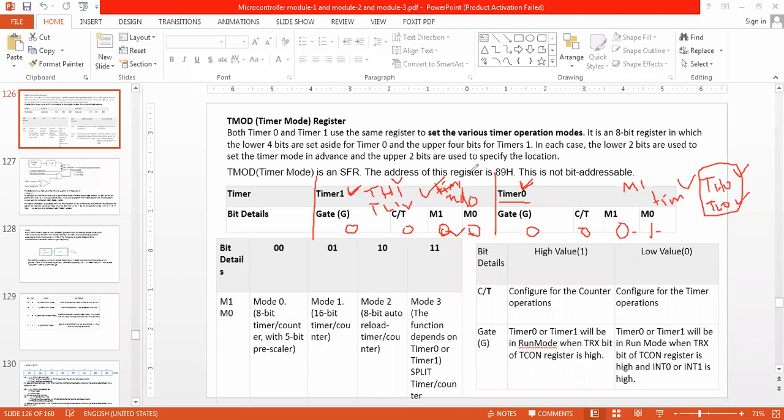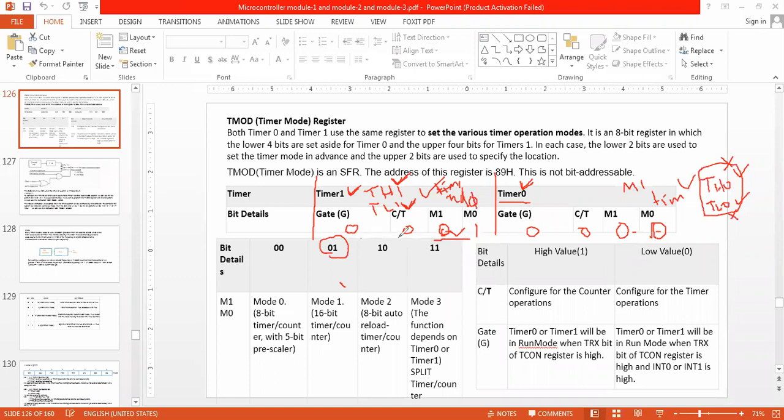If I want to use TH1 and TL1 in mode 1, then what do I have to write here? 1. And here I will make it 0. And I will not use TH0 or TL0. I will use TH1 and TL1. So these two will be in the active mode. And what is the mode? It is going to be mode 1 operation.